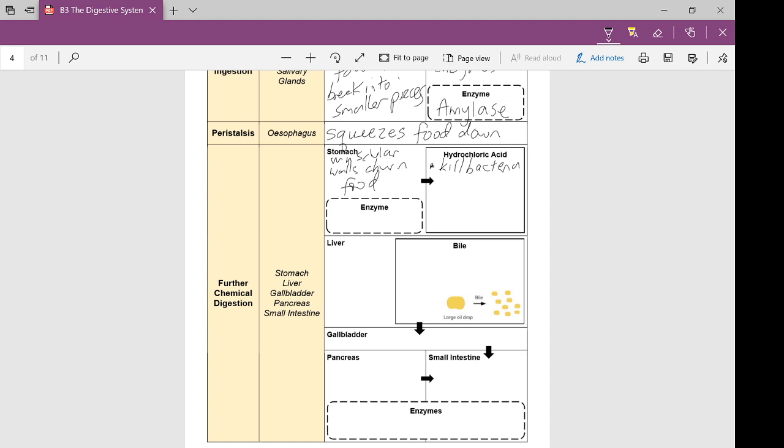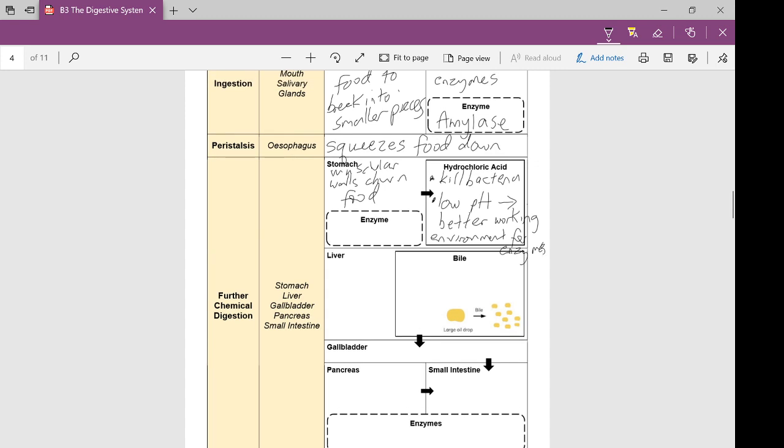But thankfully our hydrochloric acid is there, and it also creates a low pH. Remember, pH is a measure of how acidic something is, and the more acidic something is, the better the enzymes work. It's a better working environment for enzymes. Some of the enzymes in our stomach work best in low pH.